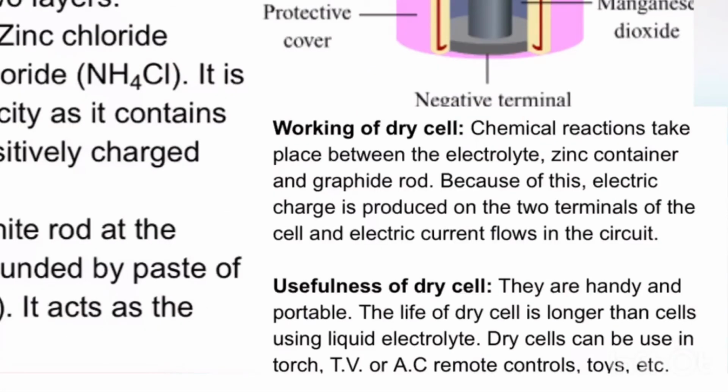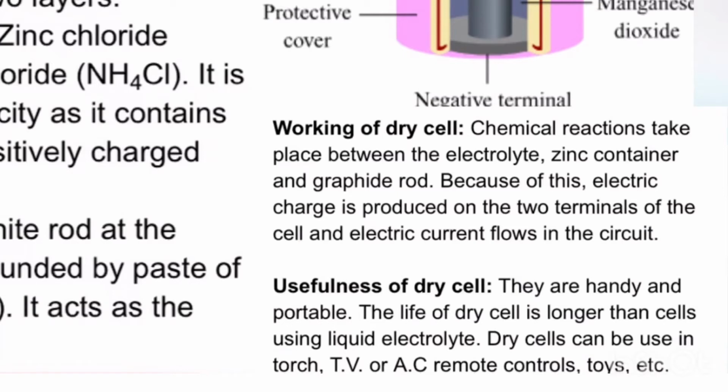Fourth point, working of dry cell. Chemical reactions take place between the electrolyte, zinc container and graphite rod. Because of this, electric charge is produced on the two terminals of the cell and electric current flows in the circuit. Last point, usefulness of dry cell.